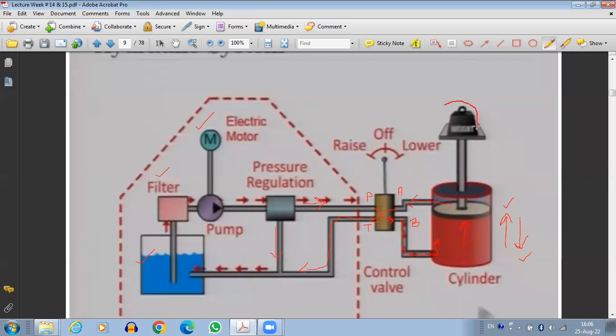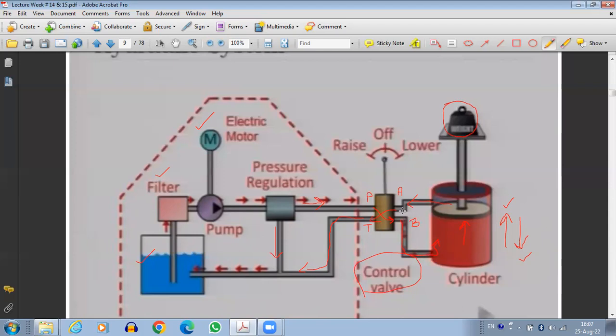Suppose there is a load here at the other side of the piston. Whether the load will be lifted up or the load will be moving down depends upon whether the cylinder will be expanding or retracting, which will depend further on whether the pressurized port will be connected to A or to B. Okay, so this way the control valve actually controls the motion of the actuator. It controls the direction, it controls the motion of the actuator.